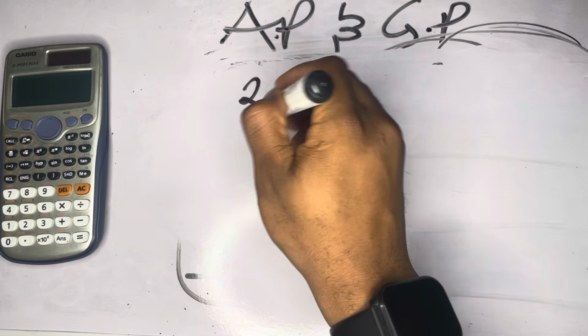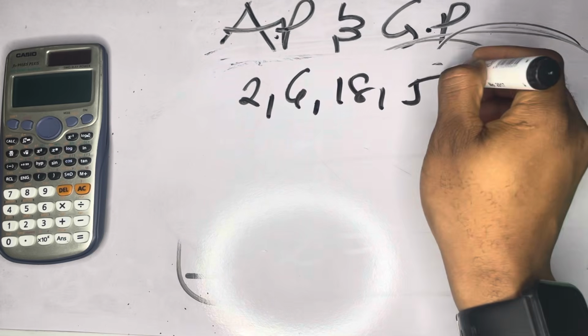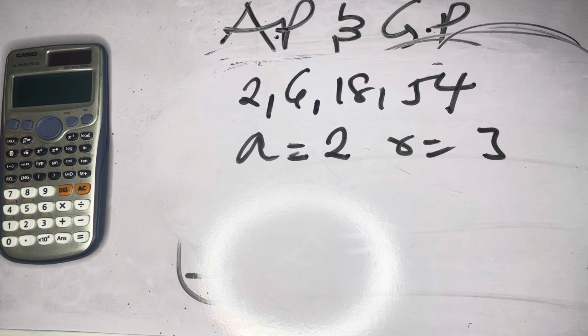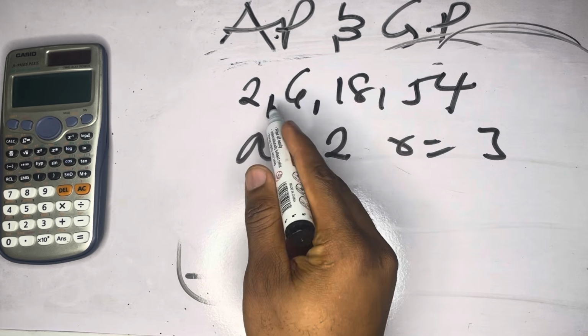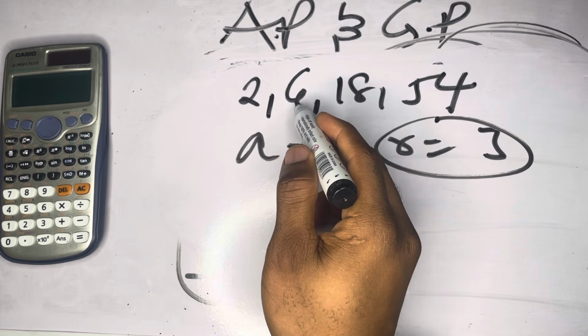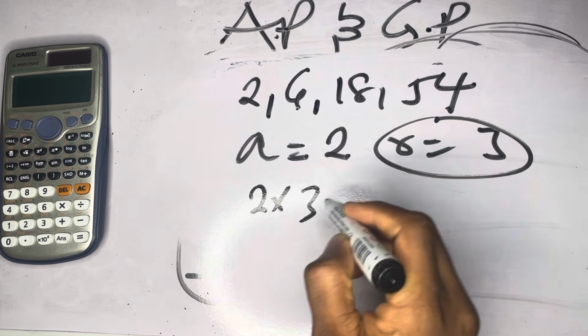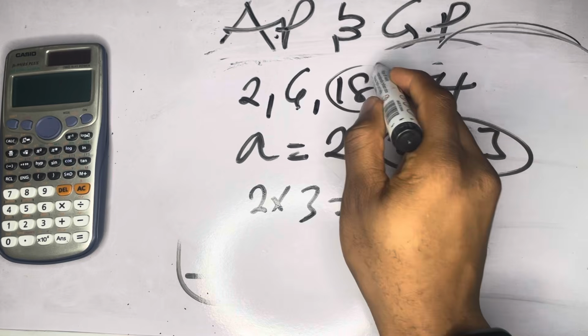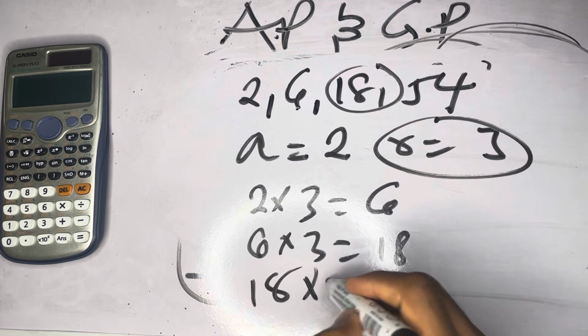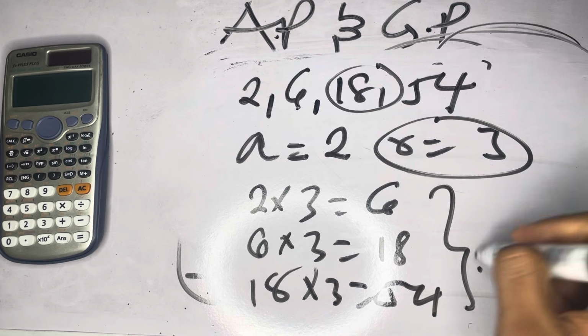For examples now, if we have the numbers 2, 6, 18, and 54, here A is 2 and R is 3. How is R 3? R is 3 by multiplying. This R is the common ratio, don't forget. So to get the second term, you say 2 times 3, which is 6. To get the next term, 6 times 3, 18. To get the next term, 18 times 3, 54. Are you seeing what we say?